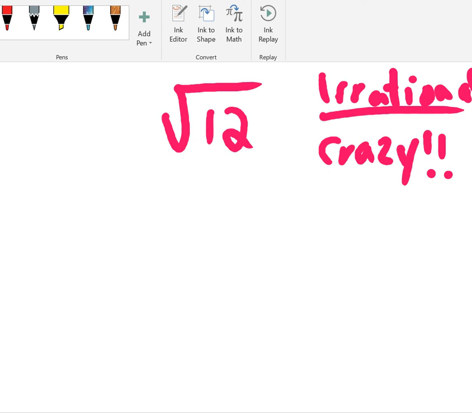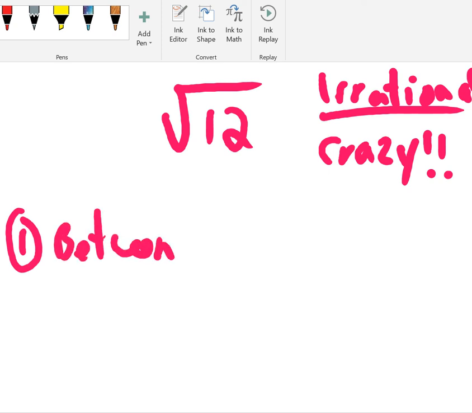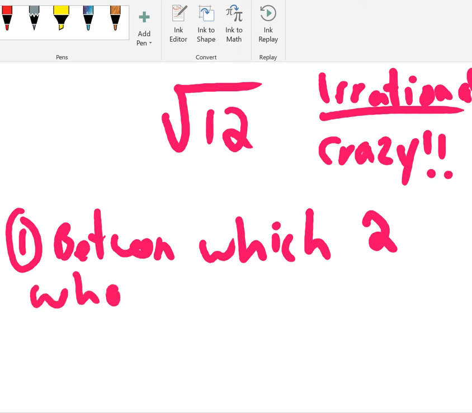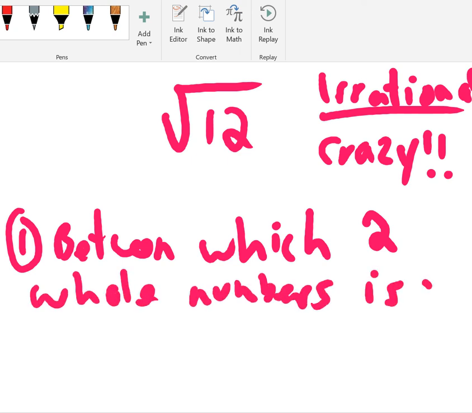Now, there are 3 sets of directions. The first one is going to say, between which 2 whole numbers is the square root of 12? So we've got to narrow this down. It doesn't make a whole lot of sense to us, but we can figure out where it would be. Let's look at the perfect squares we do have and figure out where 12 would go in between. So follow me along here.